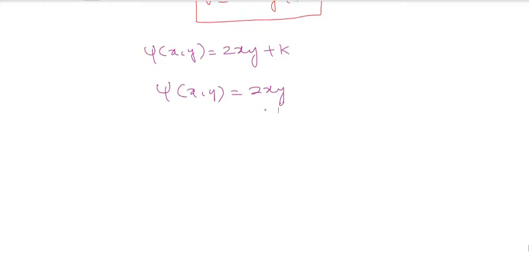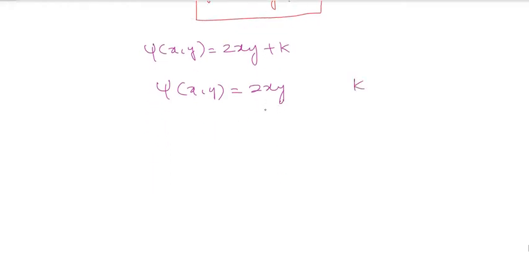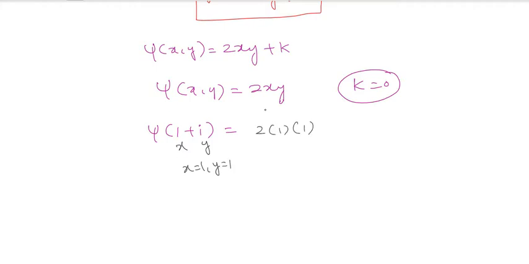And what are they asking? That time k will be 0. It is satisfying all the conditions. So they are asking phi of 1 plus i. So that value you have to take, where this is your x and this is your y. So x is equivalent to 1, y is equivalent to 1. Substitute it as 2 into 1 into 1, which is nothing but 2. This is the phi of 1 plus i value.